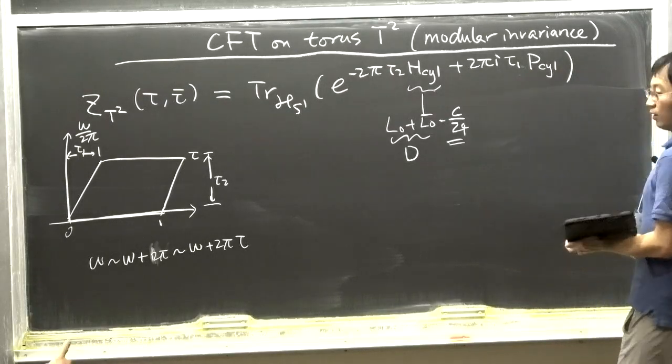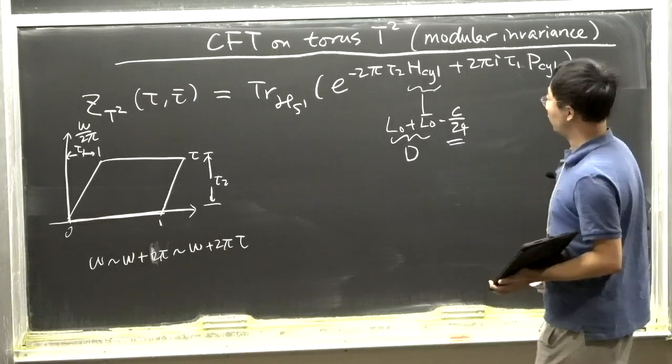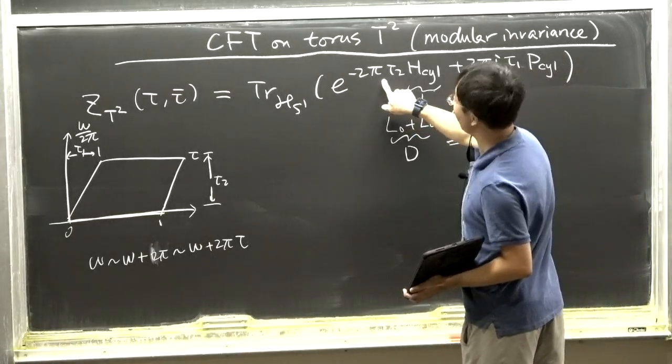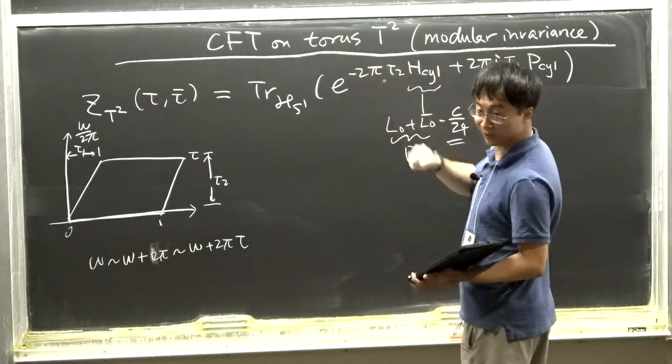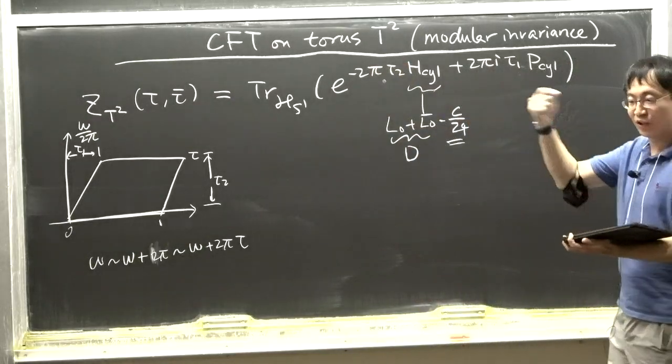Is there a pi in the first exponent? No, there's no i. We're looking at the Euclidean. The torus partition function is the Euclidean function.